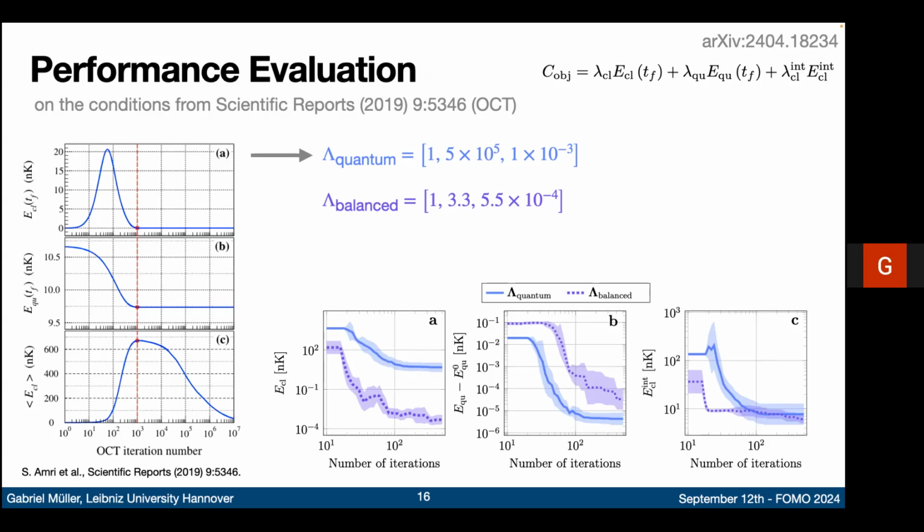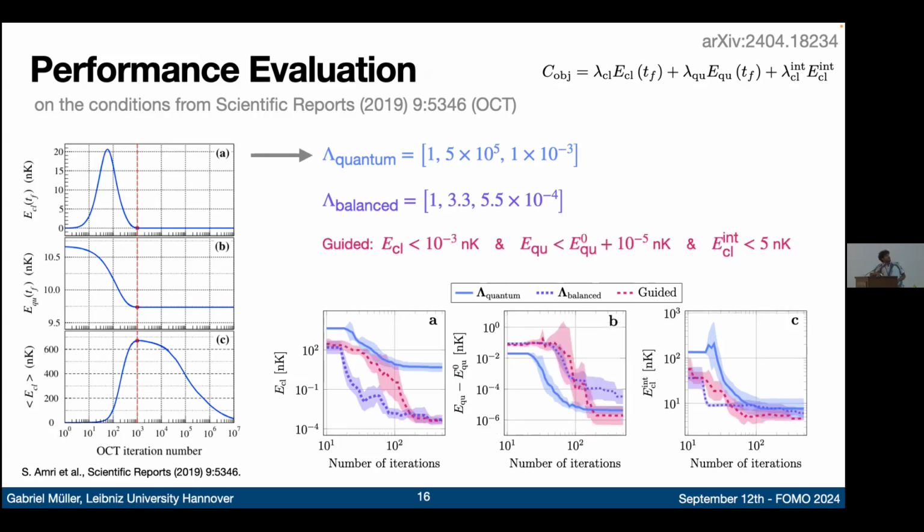Now, the cool thing about Bayesian optimization is, because we have this really good understanding of the physics, and not only one objective function, we can do a guided optimization. We can say, okay, I want this classical energy to be 10 to the minus 3 nanokelvin, and this quantum energy on top of the ground state energy to be 10 to the minus 5, whatever. I just used here the best of what we got with quantum and balanced. And we see this guidance even improves this and makes it better in all of those energies.